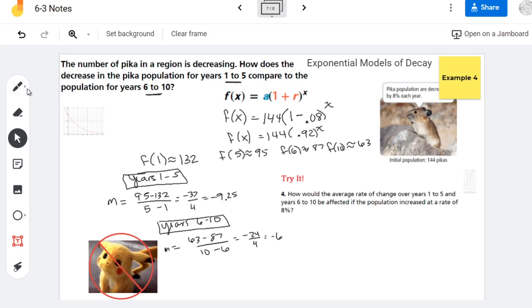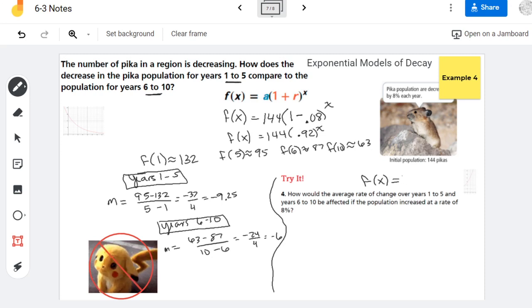Okay, so now the triad is taking exponential growth and doing the same thing, but now it's kind of working the other way. If I have my exponential growth formula, instead of a minus 0.08, now it's going to be a plus. So my equation for this triad would now be f of x equals 144 times 1.08 to the x.